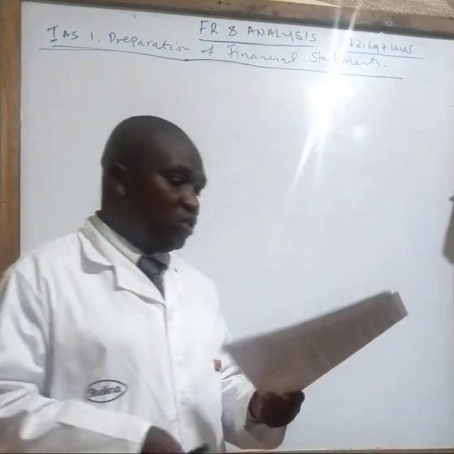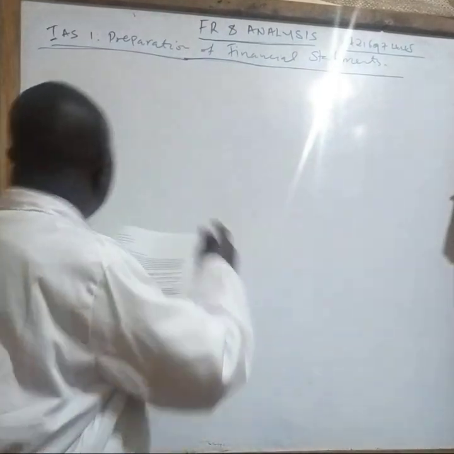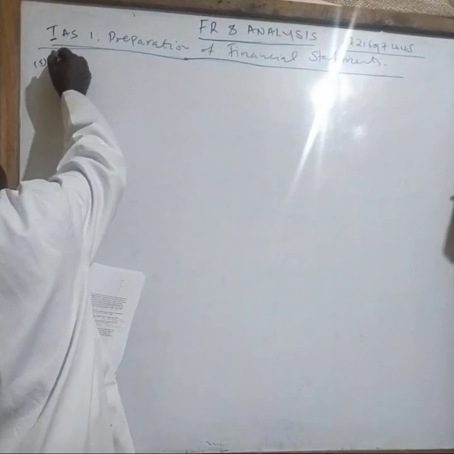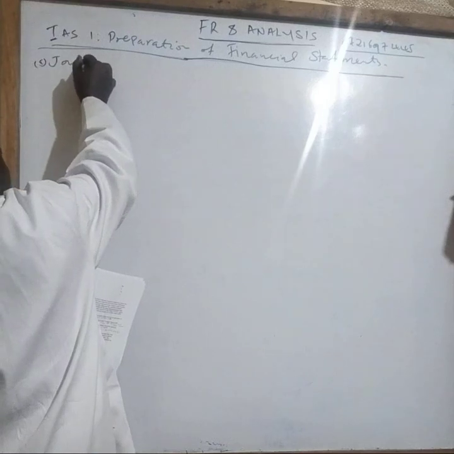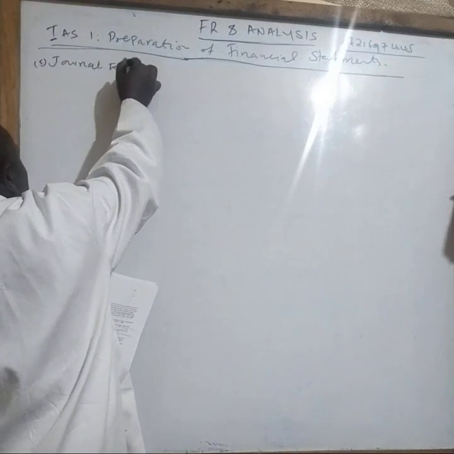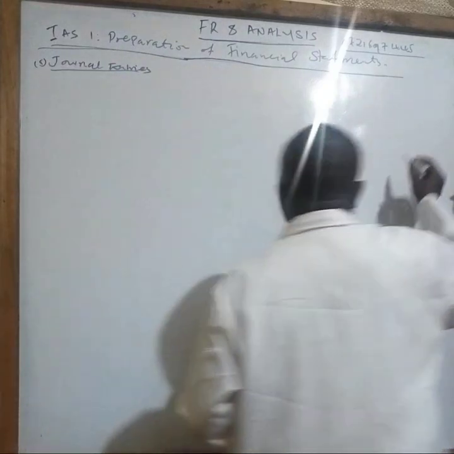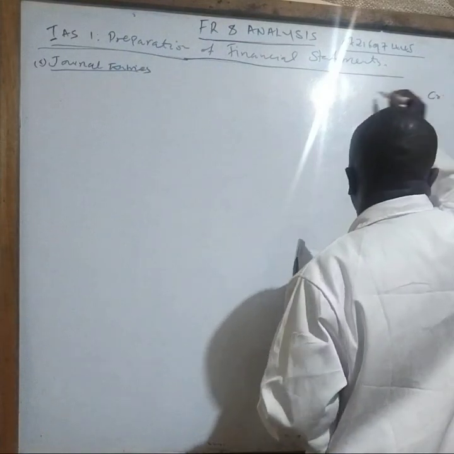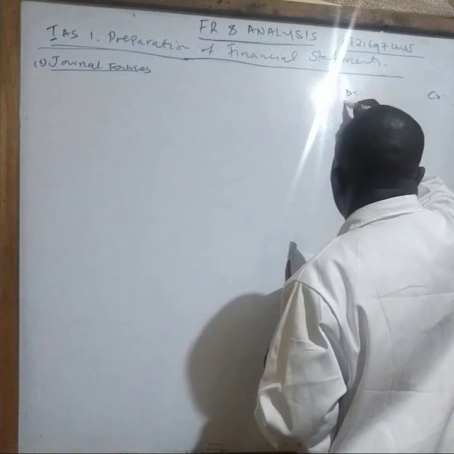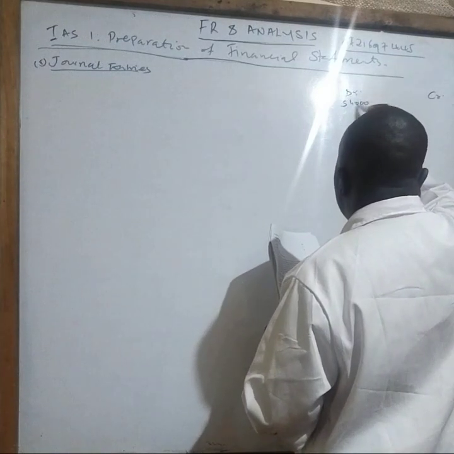So therefore, let's work out the question. Question 1A, journal entries. Journal entries, you need to have the credit and debit. So we have the credit here and we have the debit here. So they are in thousands, correct?